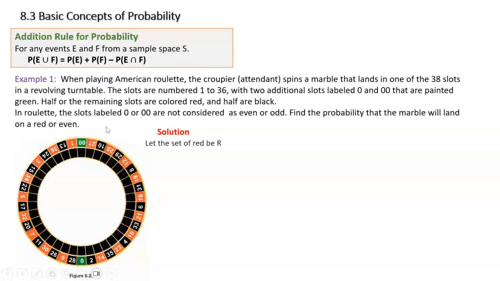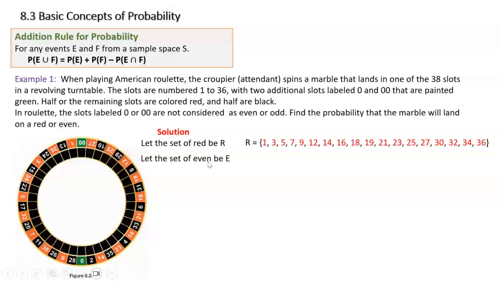Solution. Let the set of red be R. So these are the ones that are red. I already did all the work for you here. For example, you see we have a 1, a 3, a 5, and so forth. I got that from the roulette table.